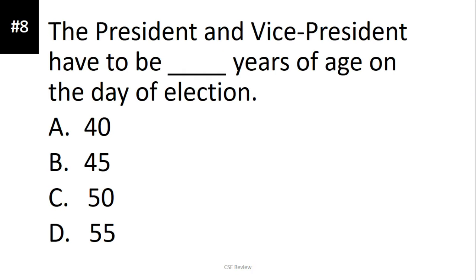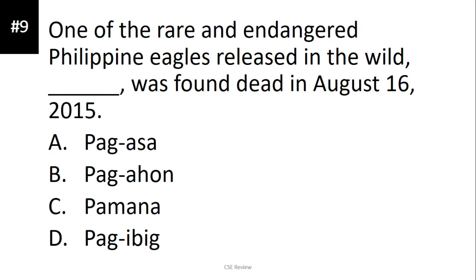Okay? 8, the president and vice president have to be, the answer is A, 40 years of age on the day of the election. Okay, these are things that you just need to remember. Maging familiar kayo with the rules sa citizenship, maging familiar kayo sa requirements for being in office. Number 9, one of the rare and endangered Philippine eagles released in the wild, blank was found dead in August 16, 2015. Again, these are mga news na malaking impact in the recent years. Usually, may mga ganitong lumalabas sa exam. Kaya I wanted you to be familiar with it then. The answer is pamana, letter C.